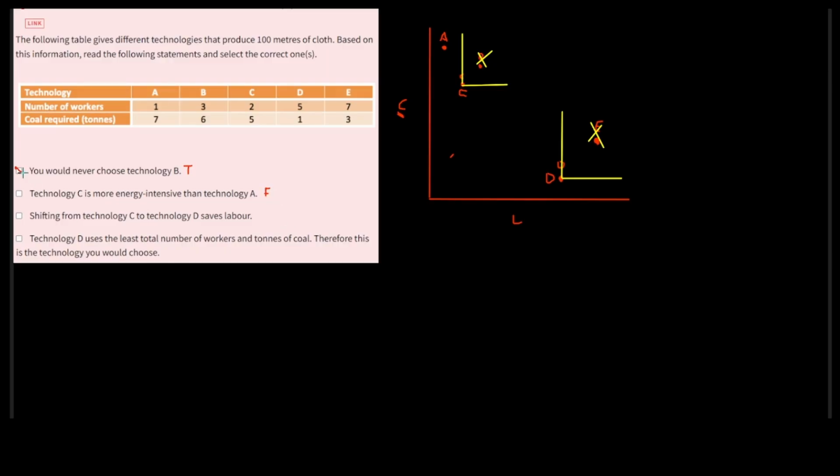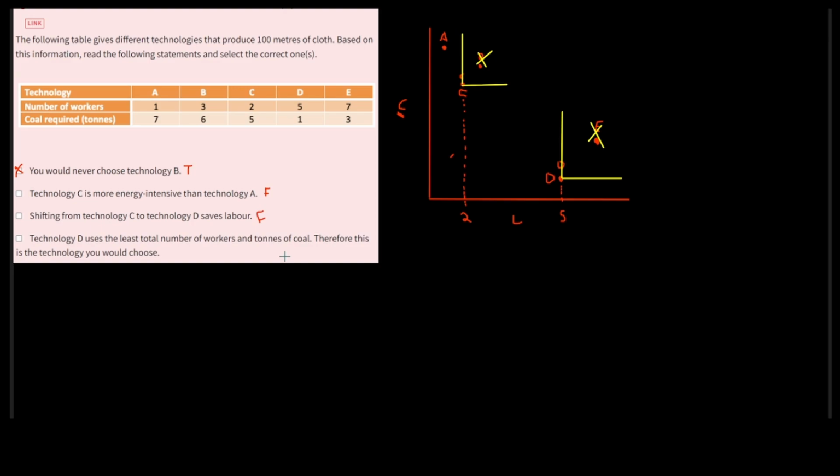Okay, so far we're selecting the first box only. Let's see, shifting from technology C to technology D saves labor. Well, hopefully that's pretty instantly clear that that's not true. Technology C only uses 2 workers. Technology D uses 5 workers. So no, technology D does not save labor. Technology D uses 3 more workers. So that's a big old F as well. Not true. That guy's false.